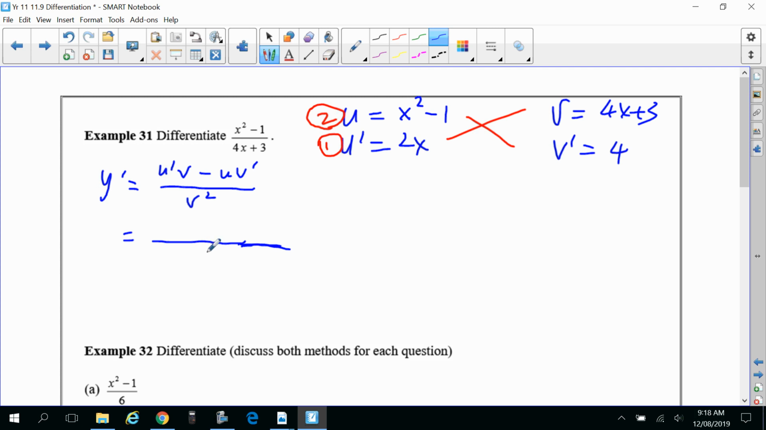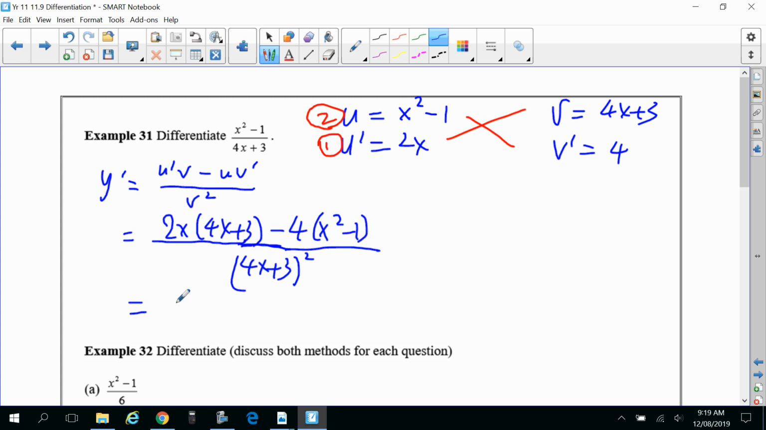What do I do? u'v, u' is 2x, v. So seriously, people love calculus because it's doable. 4 times (x² - 1), how easy, over v². And remember, do not expand the denominator. Just keep it as a square. You don't need to expand it. You need to expand the top and simplify it. The question doesn't say simplify, but it's implied.